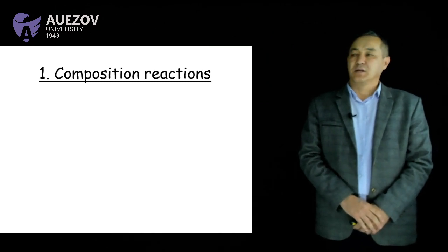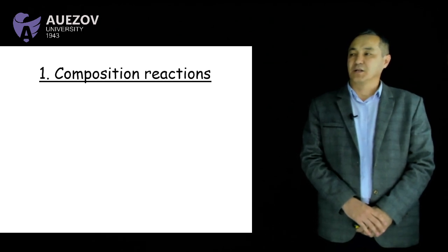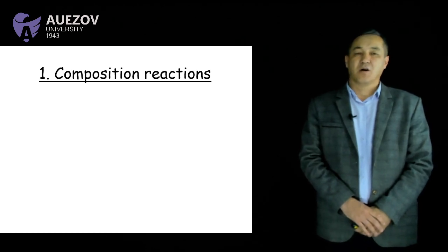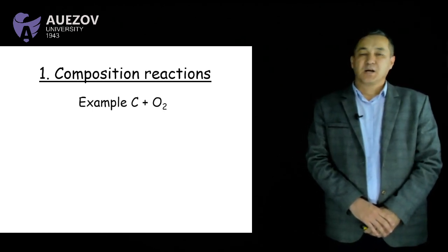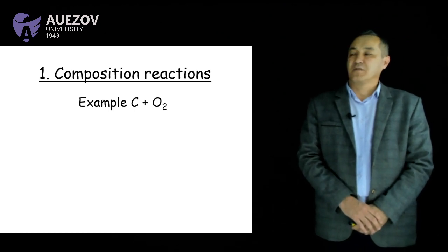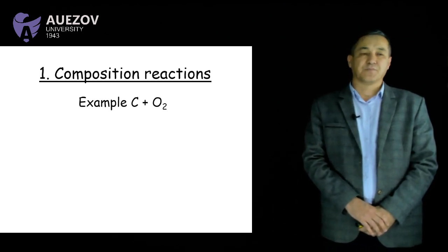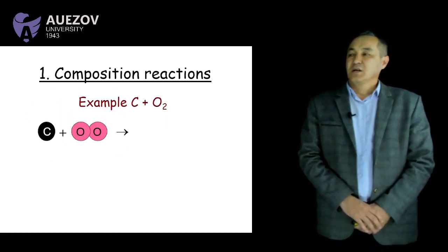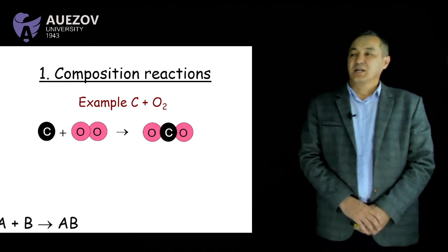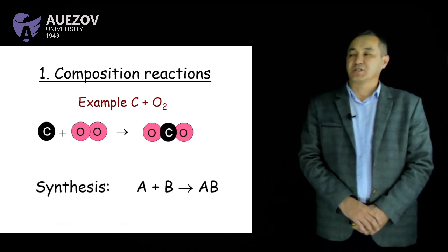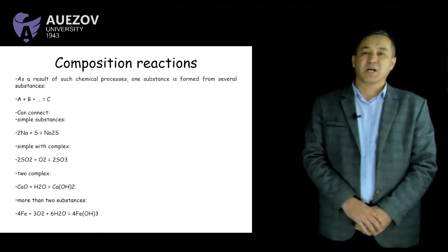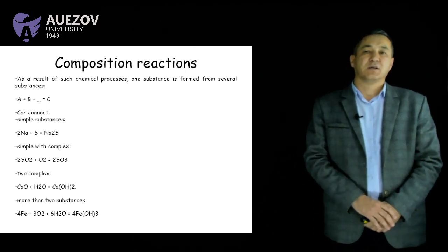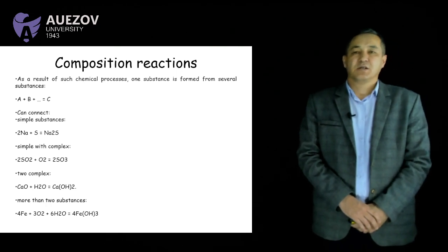Then we can consider these types of chemical reaction. The first type is composition reaction or connection reaction. For example, for this type of chemical reaction, we can take carbon and oxygen elements. As a result of this reaction, we get one molecule of carbon oxide. Sometimes we call this type of reaction a synthesis reaction.